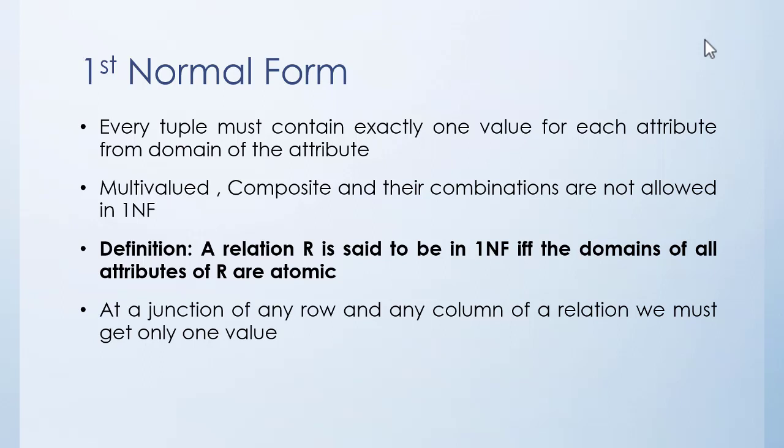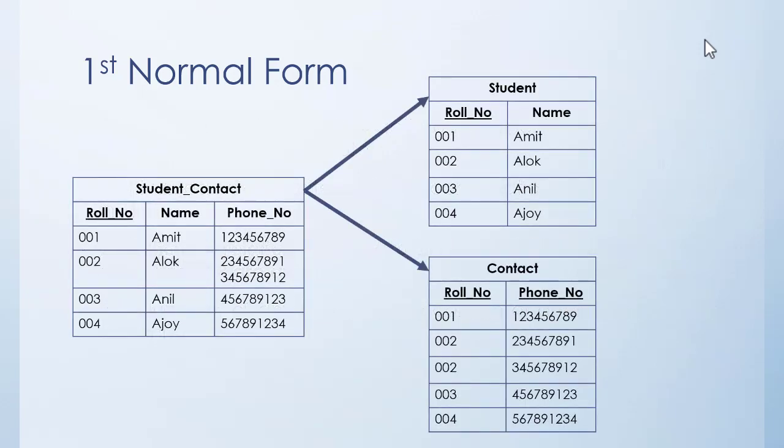So let us take the example student contact. Here you can see that the base table, the student contact table, has three attributes: roll number, name, and phone number, where roll number is the primary key. Now, you can see that phone number is a multi-valued attribute. So, to be in 1NF, we cannot allow any multi-valued attribute to be present. So, this table needs to be decomposed to make sure that it is in 1NF.